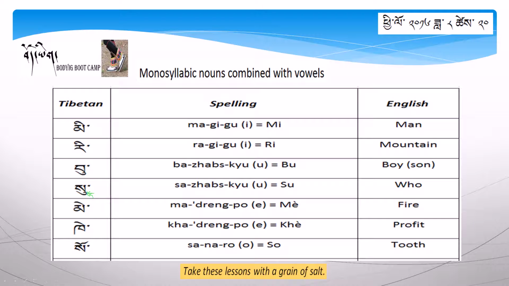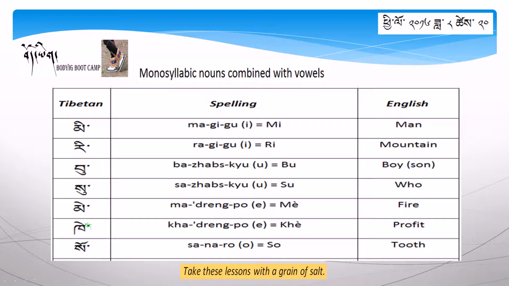Sa by itself is land or soil, but if you add the shapkyu or the vowel, then it becomes sa shabkyu su. Su means who. Ma by itself is mother. If you add kigu, it becomes mi. But if you add dengbo or the e, then this becomes me. So it's ma dengbo me. Me means fire.